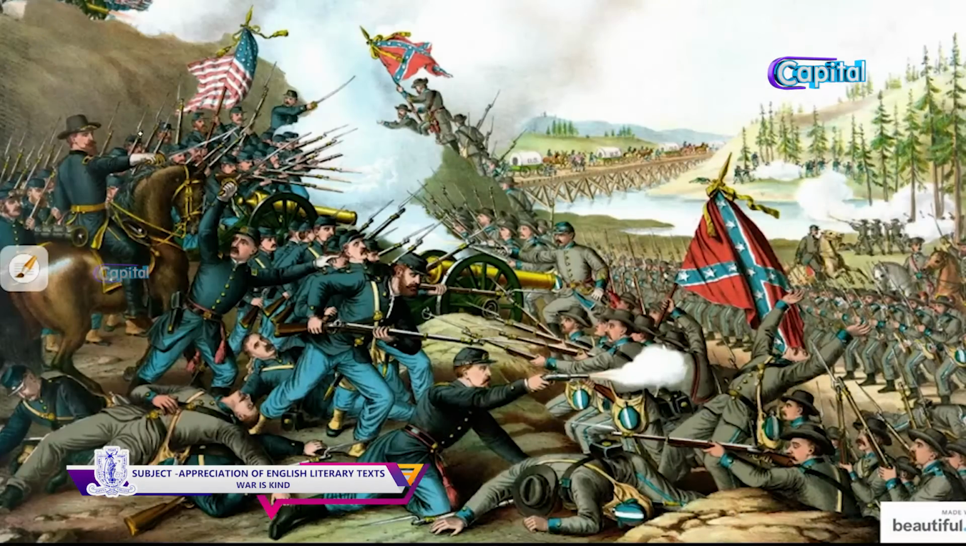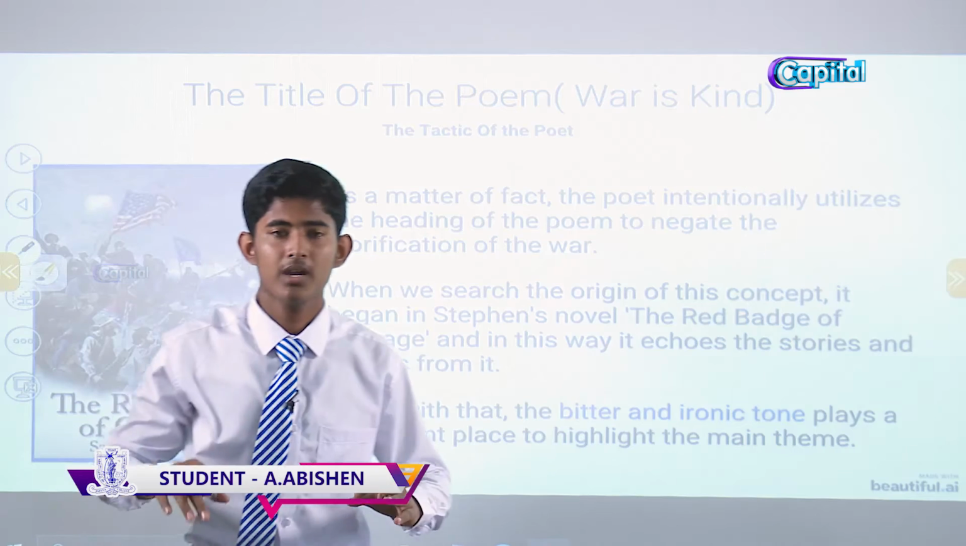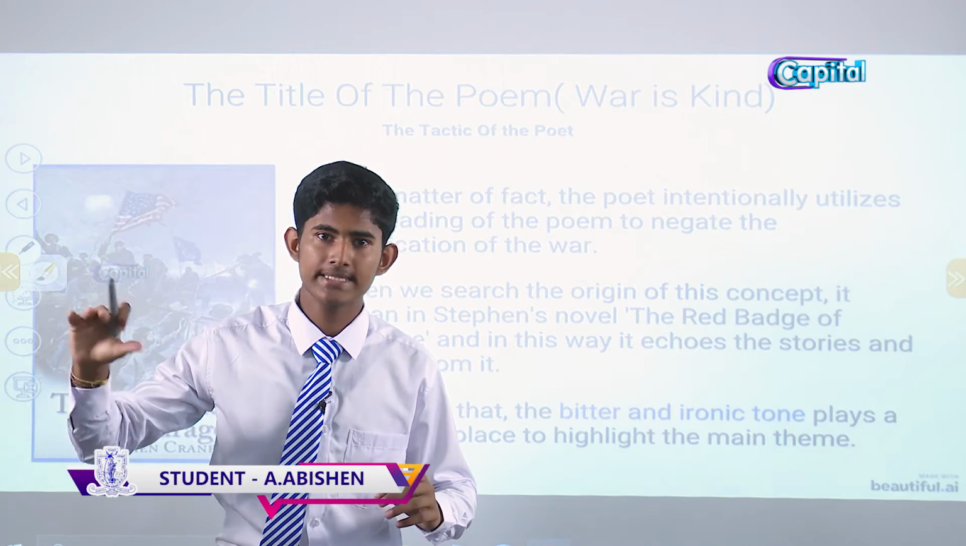So, next we are moving. Here you can see a picture which describes the American Civil War. The two colors resemble the northern state and the southern state. So, next, the title of the poem. What is the title of the poem? The title of the poem is War is Kind.